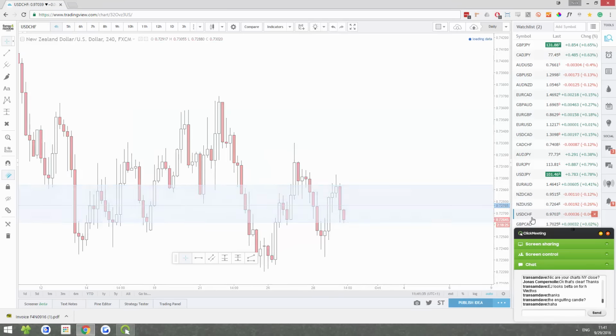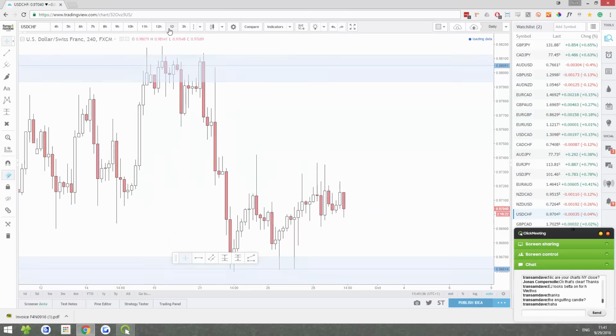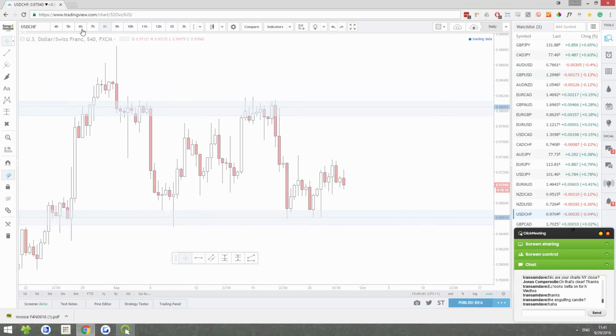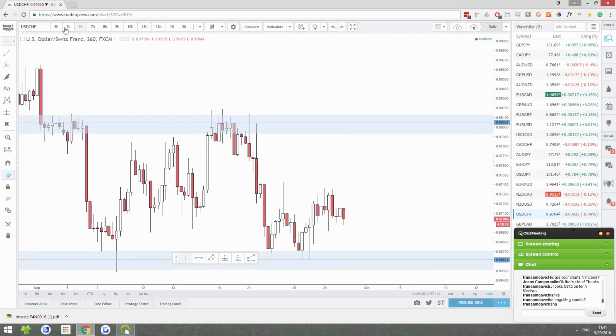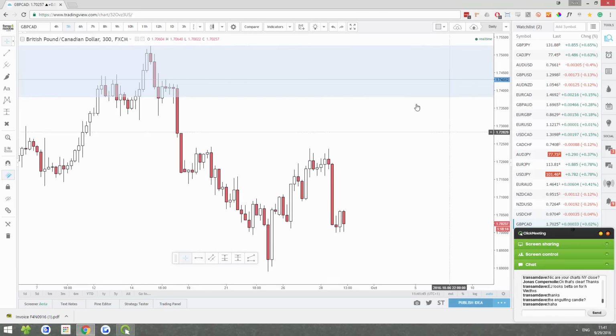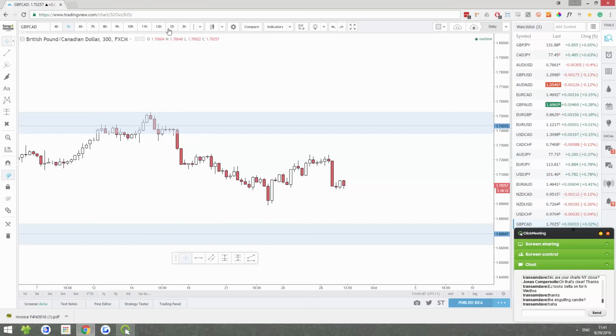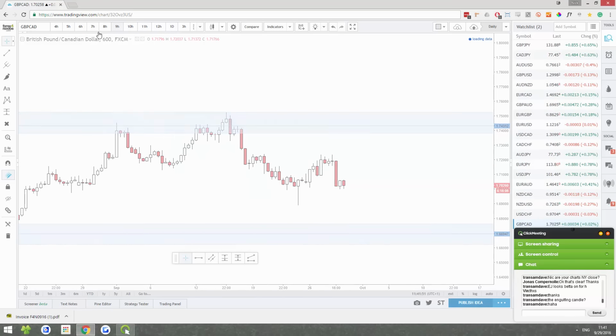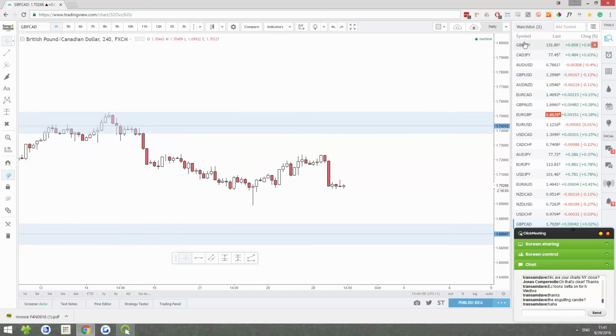Nothing much happening on USD CHF. It's in between two support resistance areas. So nothing really going on USD CHF, and GBP CAD is in between two support resistance areas, so we're not going to see anything on here either. So there are no real fresh setups for today. That's unfortunate, but it happens.